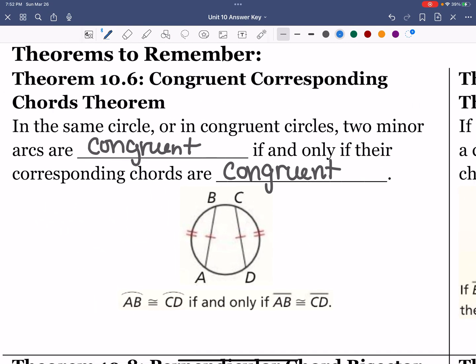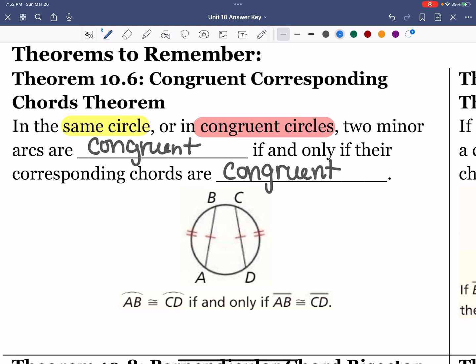This is the congruent corresponding chords theorem. It's stating that in the same circle or in congruent circles, notice it can be either again, so same or congruent, 2 minor arcs are going to be congruent if and only if their corresponding chords are congruent. So it's the chords that are creating those 2 minor arcs.